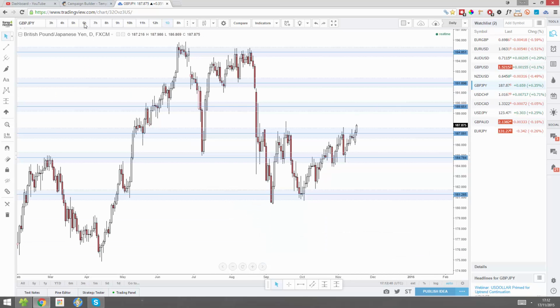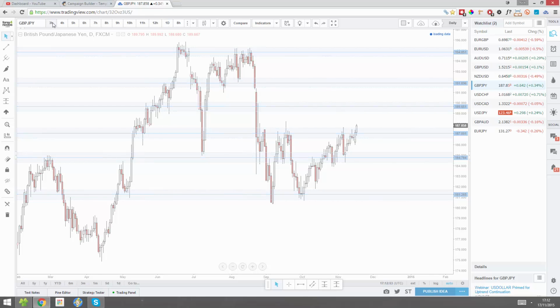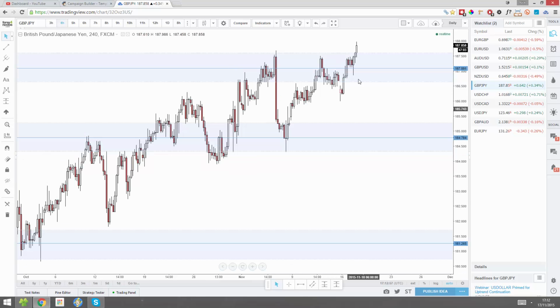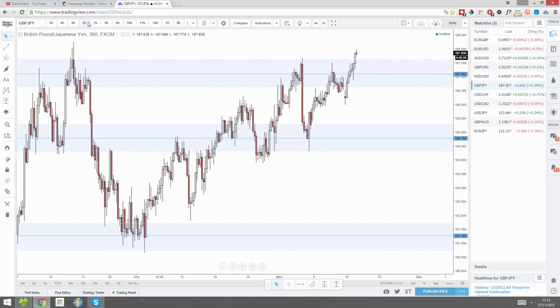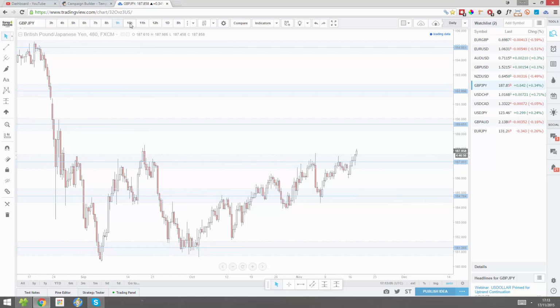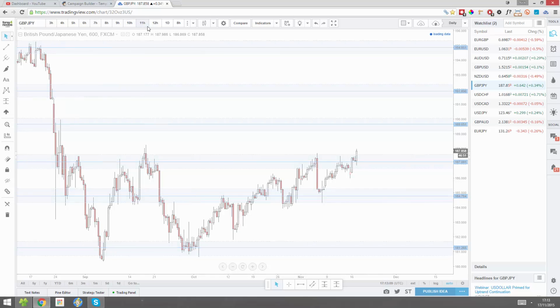GBP JPY, let's see what's happening here. Oh yeah, someone posted this to the forum, like a potential setup here, but it ended up just pushing back up through it. So there's nothing really happening here that's worth trading. I'm going to go through it anyway, just because I like to see what price is doing.